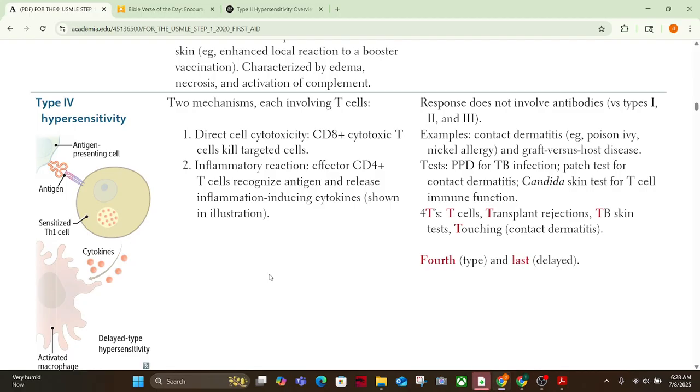Within 48 to 72 hours, Th1 cells release interferon gamma, which activates the macrophages. This causes local induration and redness, which is a positive Candida skin test, which is a good thing. If the patient's skin is not red, you have immunodeficiency, and that's concerning.